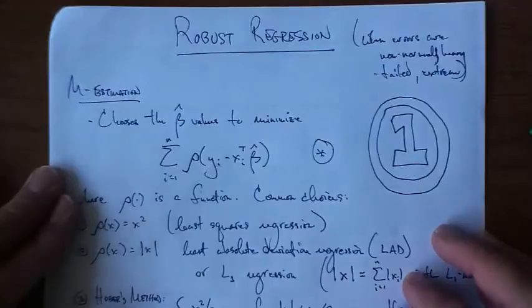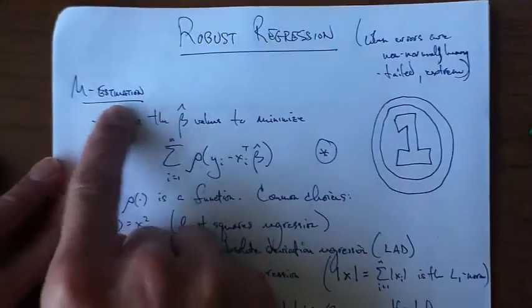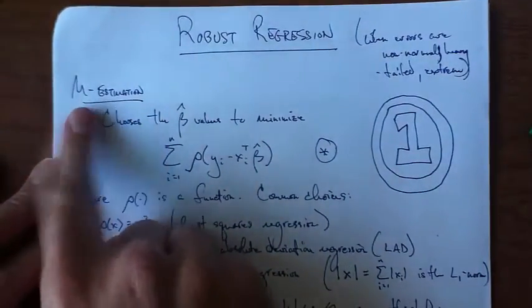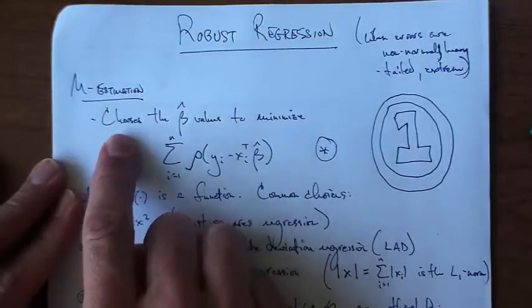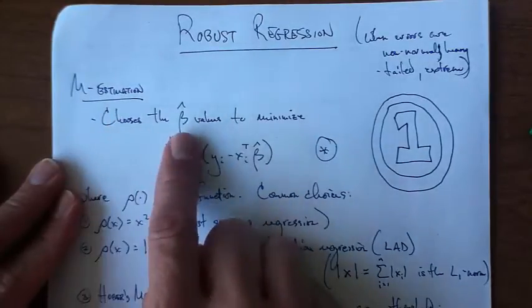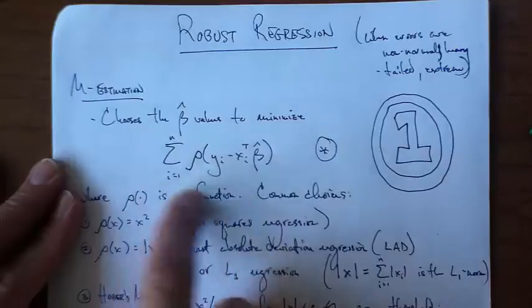So here's a method called M estimation. M for Matt Jones, by the way. Just kidding. This method chooses the beta hat values that minimize this stuff right here.